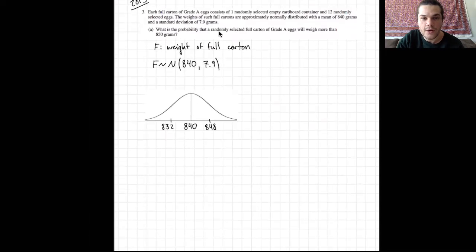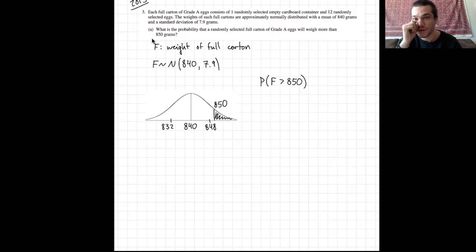And the question is, what's the probability that a randomly selected carton will be more than 850? So we want to know the probability that F is greater than 850, which we can mark on our picture right here. Always draw a picture. And you can type this into your calculator as a normCDF. My lower bound is 850. My upper bound is a big number. My mean is 840, standard deviation 7.9.